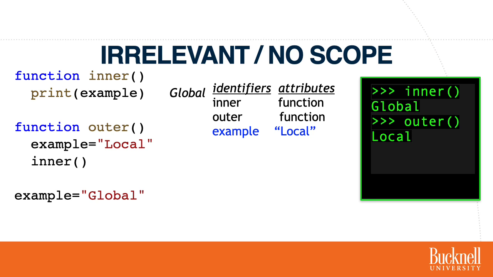At first glance, this might look a little bit like dynamic scoping because before, with static scoping, when we called outer, we would get global, and with dynamic scoping, when we called outer, we would get local. However, unlike a dynamically scoped language, if we call inner again, we're going to still get local because the value of example was changed in the global scope.